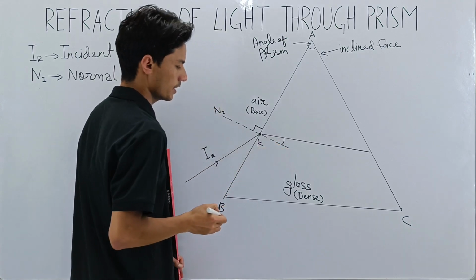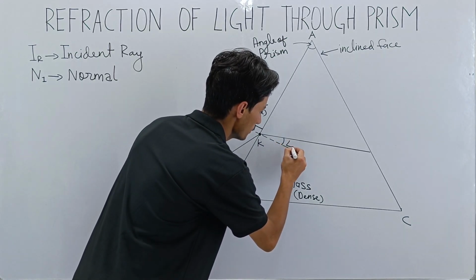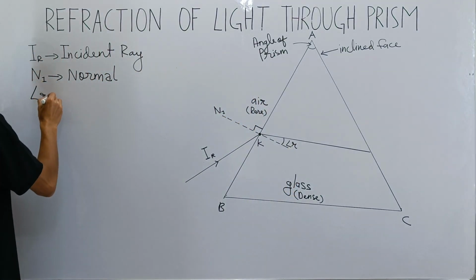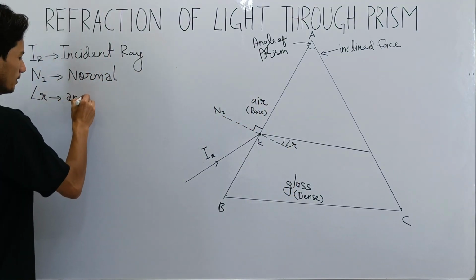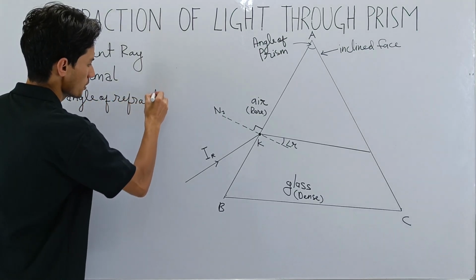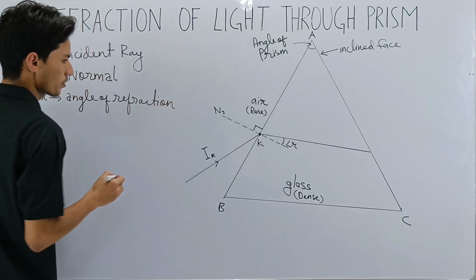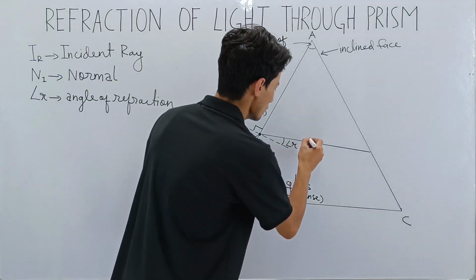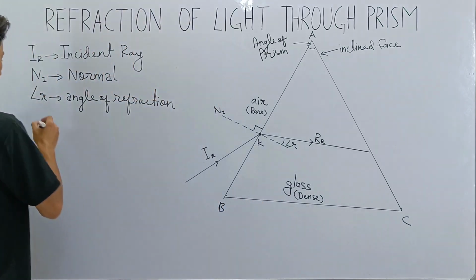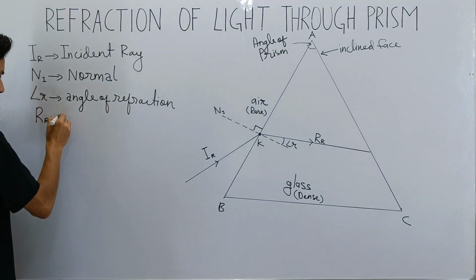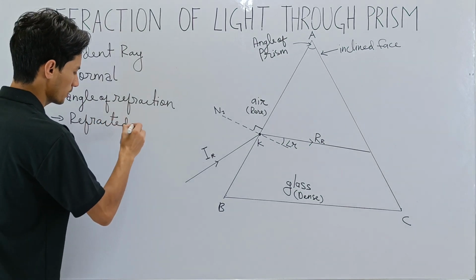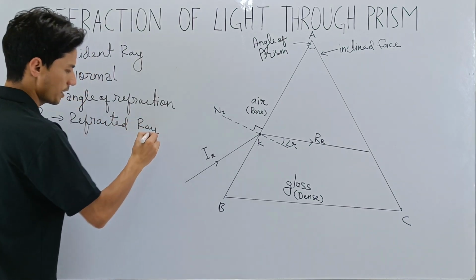This is the angle of refraction, angle R. So this is our R. What is RR? Refracted ray. So R is the refracted ray.